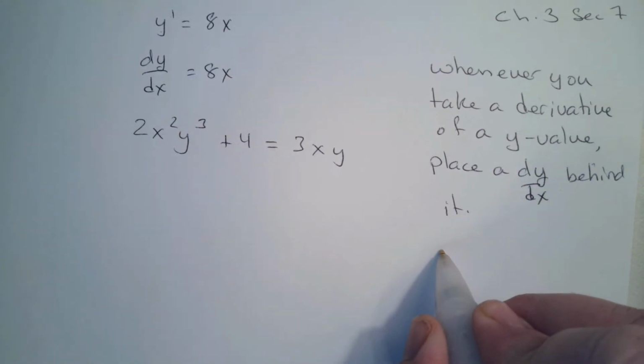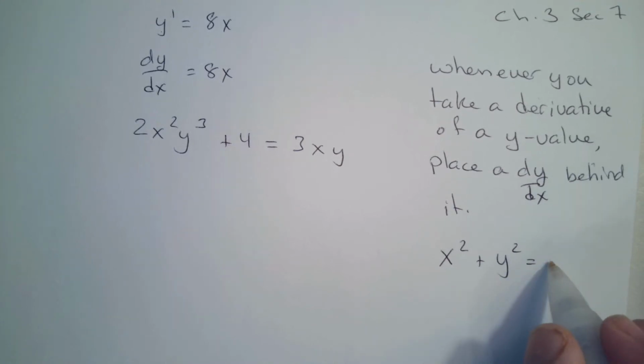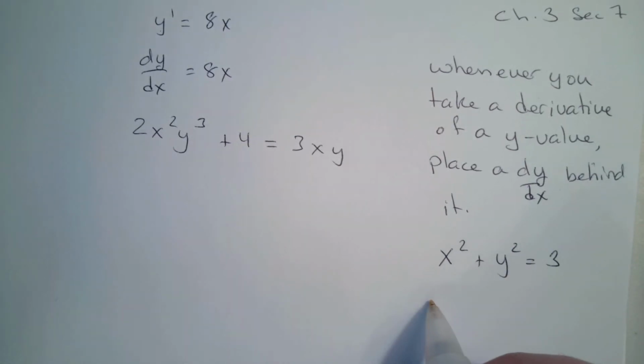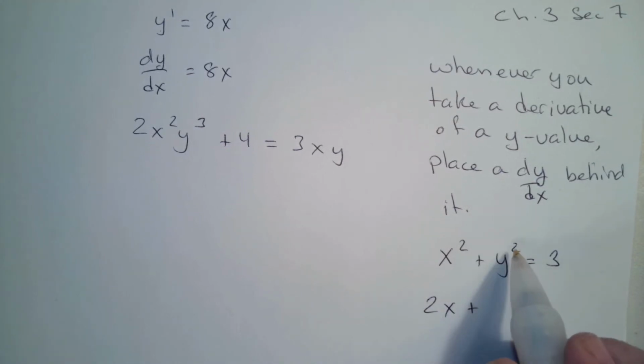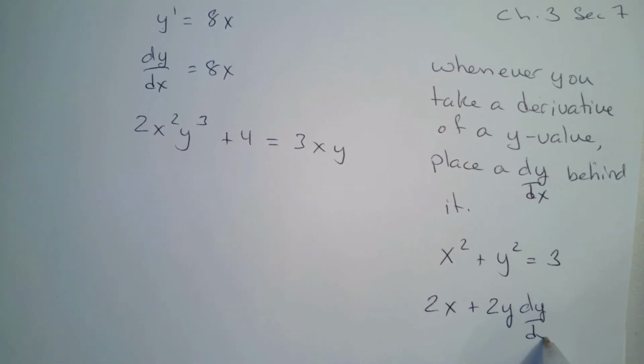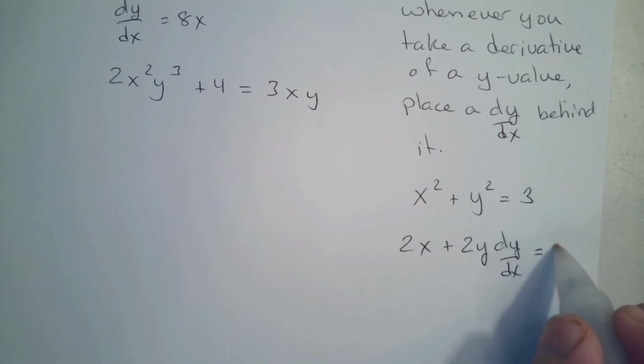So let's say we had x squared plus y squared equals 3. Alright? So we'll take the derivative of this. We'd have 2x. This is treated the same way, 2y. But now, since I took a derivative of y, you have to put a dy/dx behind it. And the derivative of a constant is 0.